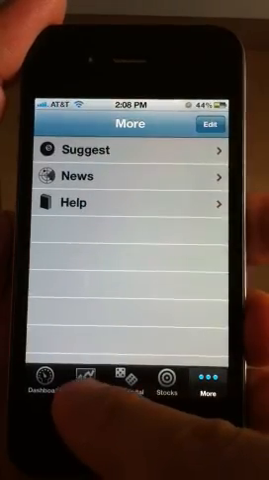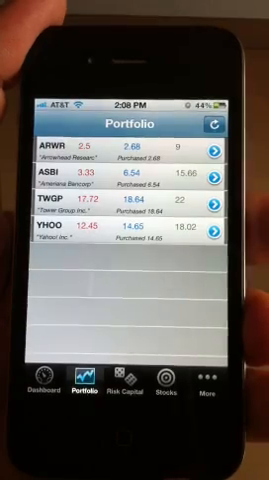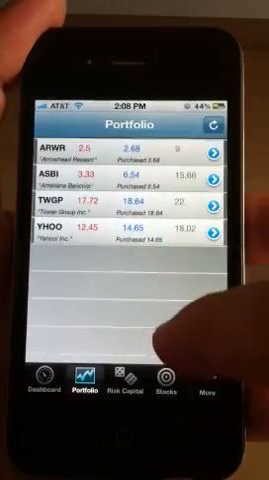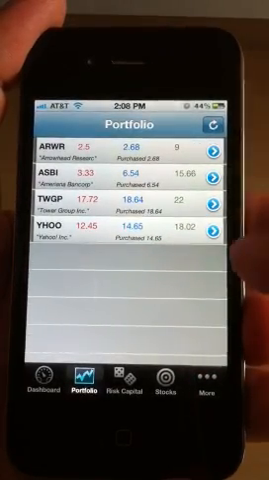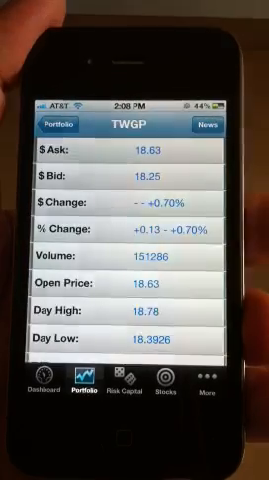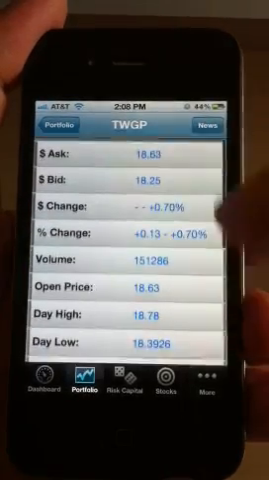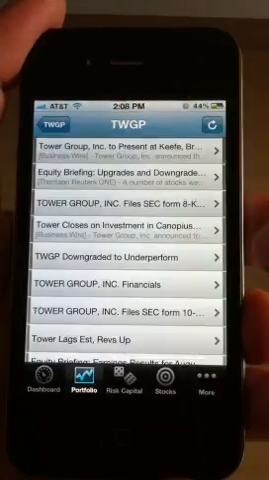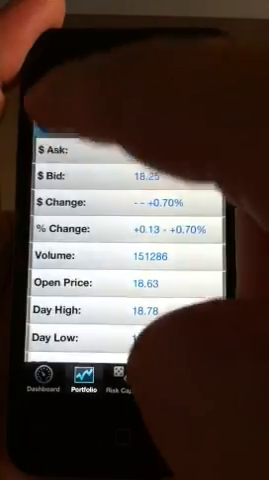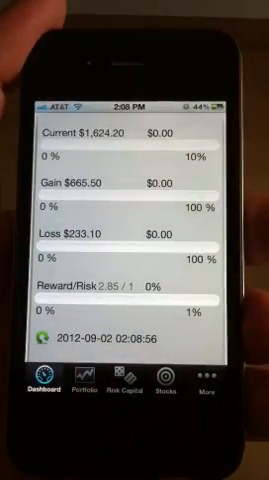Let's go back now to the portfolio. We added a few more stocks. You can see that they keep being added to the portfolio. Again, you can go and see the details for them. You can see the news for that stock, etc. Now the dashboard would be updated.